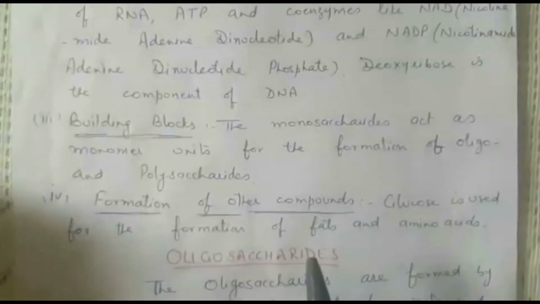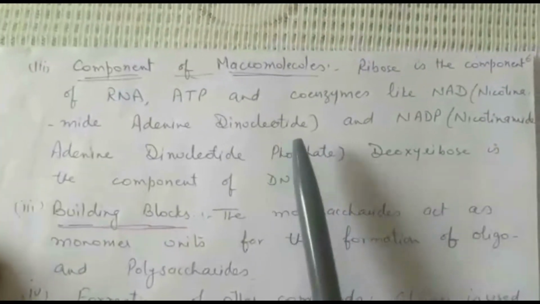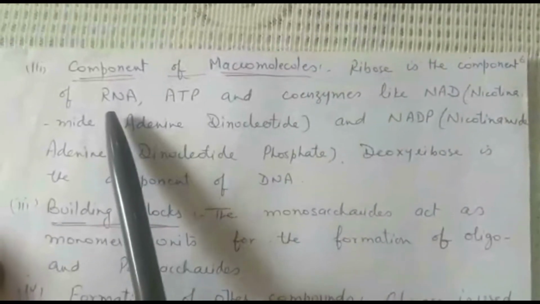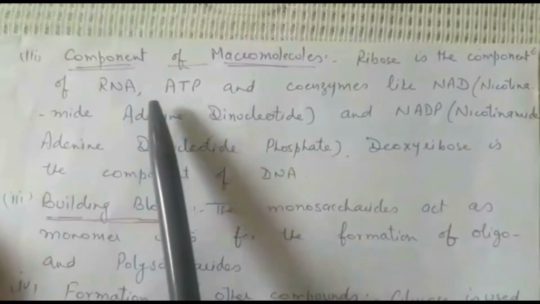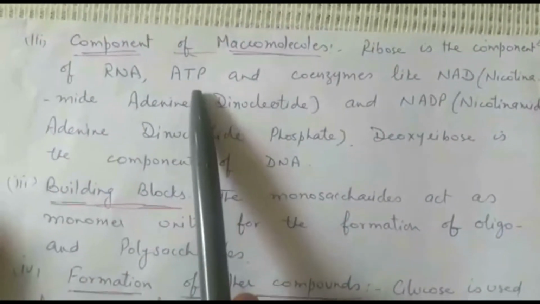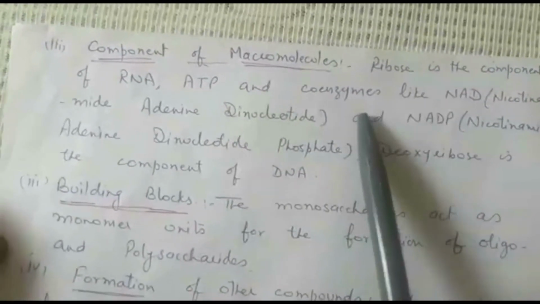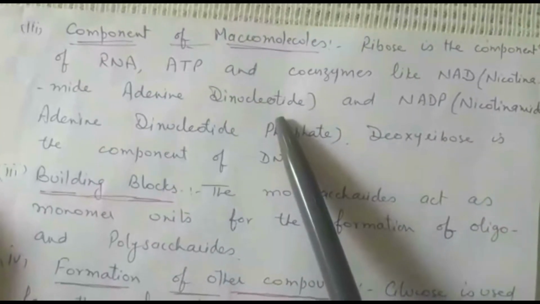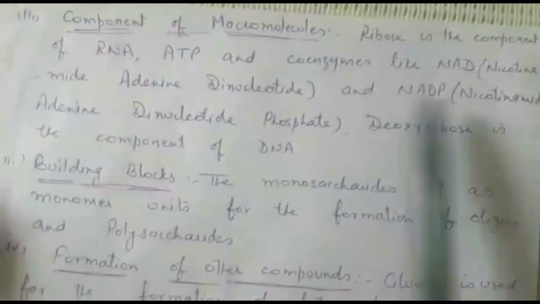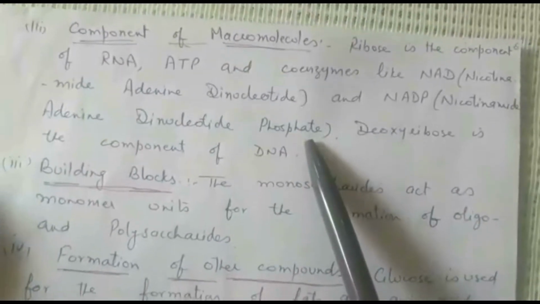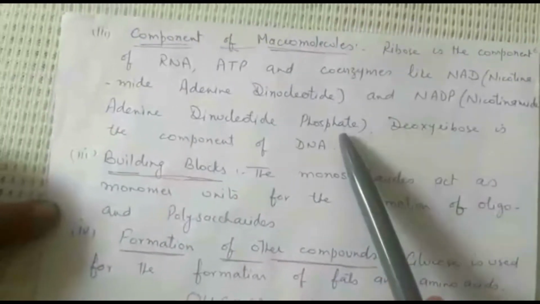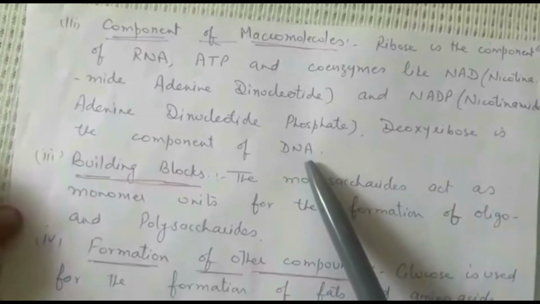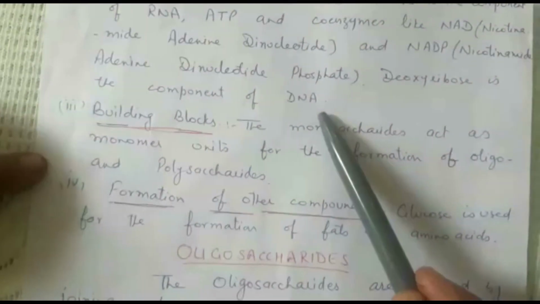Then many monosaccharides are components of other macromolecules. For example, ribose is a component of ribonucleic acid, RNA, adenosine triphosphate, the energy rich compound ATP, and coenzymes like NAD. NAD stands for nicotinamide adenine dinucleotide, and NADP is nicotinamide adenine dinucleotide phosphate. We will study these coenzymes in another chapter. Deoxyribose is a component of DNA, that is deoxyribonucleic acid.